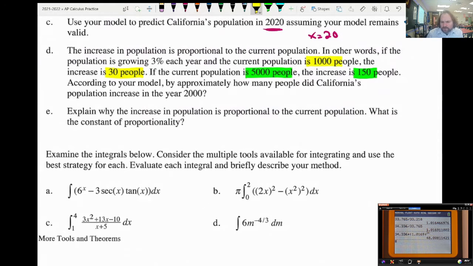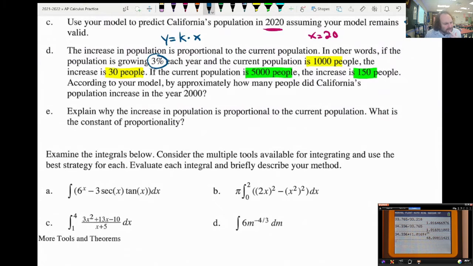I think what's important here is to recognize that we are just taking a consistent percentage of each previous population and finding what that is. In this case, proportional relationships are a constant times x. In this case, the constant would be the 0.03 that we're multiplying by for that 3% example that we have there.